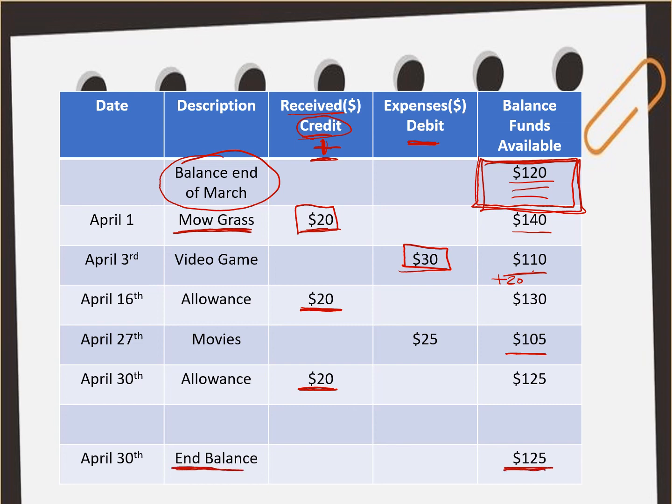So starting the month of May, you will start off with $125. That is more than what you started with in April. You started April with 120, so you've gained $5 over that month. You've been fiscally responsible. Congratulations. Okay?